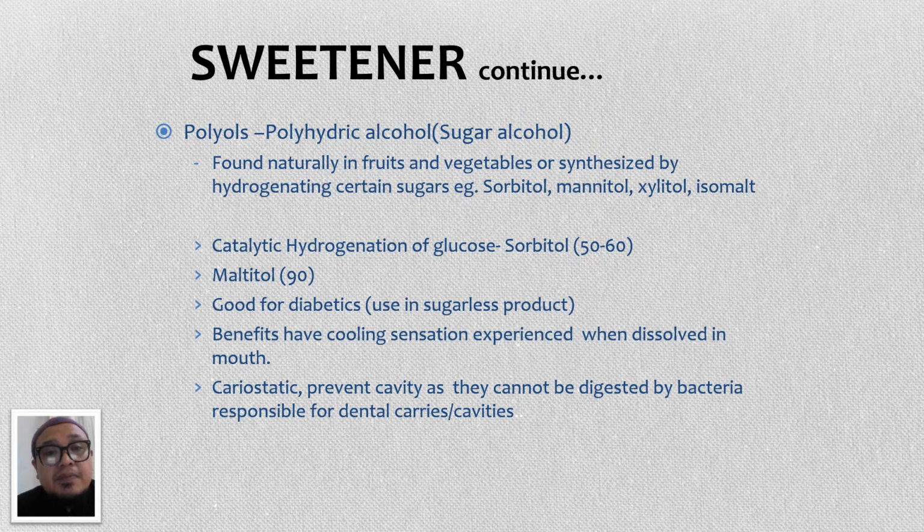Okay, polyol, or hydric alcohol, or sugar alcohol, is found naturally in fruit and vegetables or synthesized by hydrogenating certain sugars. Examples are sorbitol, mannitol, xylitol, and isomalt. This is a polyol. Okay, by catalytic hydrogenation of glucose, we make sorbitol. The sweetness level is around 50 to 60.